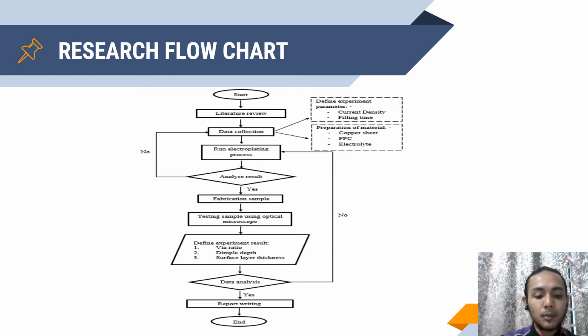In the decision box, the data will be analyzed. If the result is good, the analysis will proceed to the second fabrication sample. After fabrication, the sample will be tested using an optical microscope to define the experiment result, also the objectives of the experiment, which are via ratio, surface layer thickness, and dimple depth. The sample may undergo the data analysis. If the result is good, the analyzed data will proceed. Lastly, the research will end by writing the report.